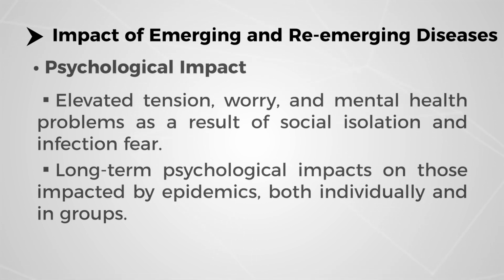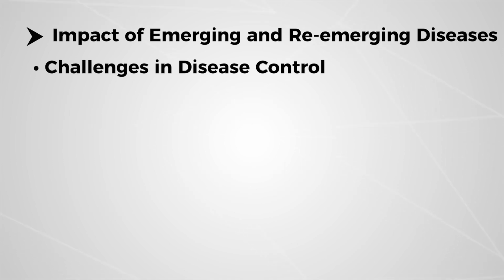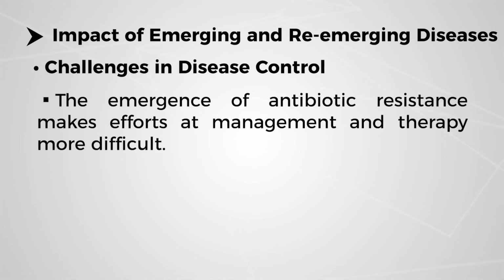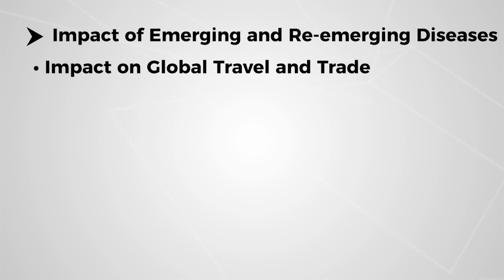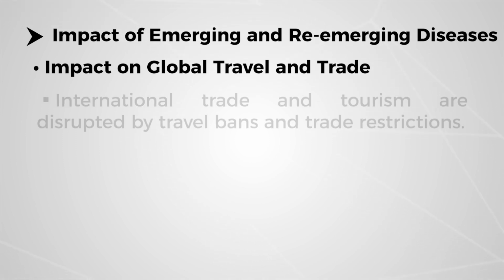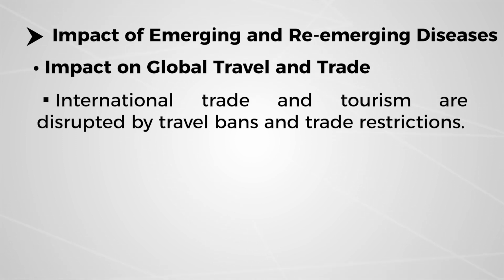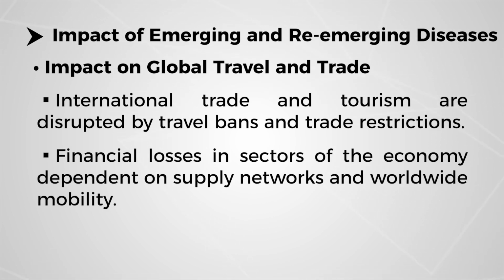Okay. So then, challenges in disease control: what are the challenges you have to control the disease? The emergence of antibiotic resistance makes management and therapy more difficult. The development and efficacy of vaccines are complicated by the virus's frequent mutations and adaptability. So there is a serious impact on global travel, and international trade and tourism are disrupted by travel bans and trade restrictions. Then also there is financial loss in sectors of the economy that depend on supply networks and worldwide mobility, like we experienced during COVID-19, everything we are discussing now.